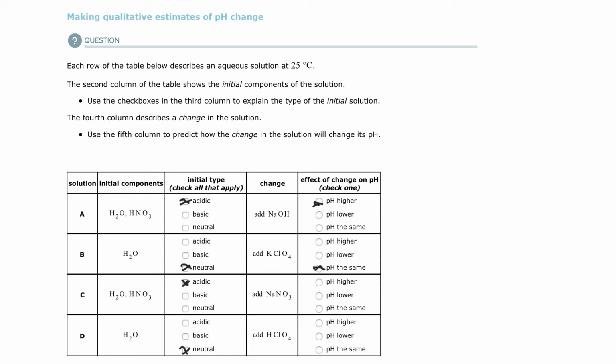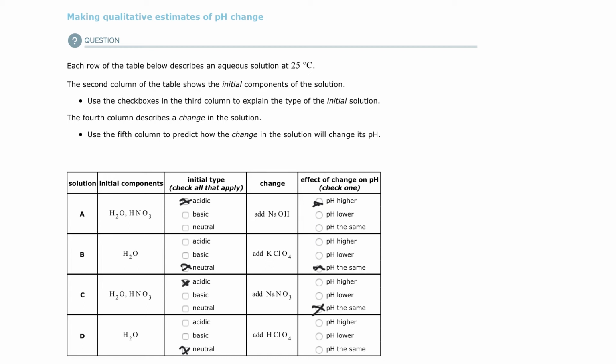The next one, I'm adding sodium nitrate. Well, I don't see a hydroxide here, so it's not a base. There's no hydrogen, so it's not an acid. Again, sodium nitrate is a salt. You put it in the solution, it just dissolves. There's no difference in the pH at all. So the pH stays the same.